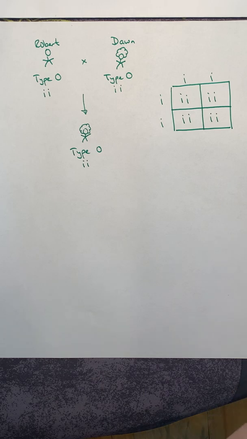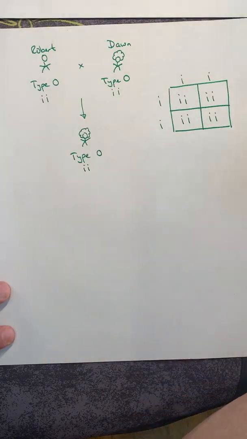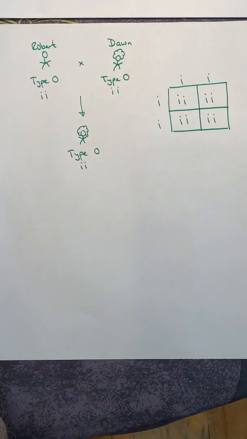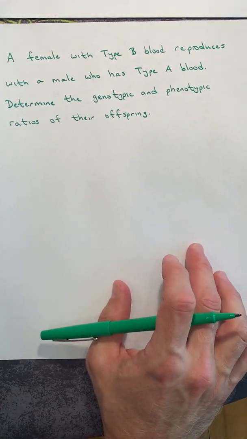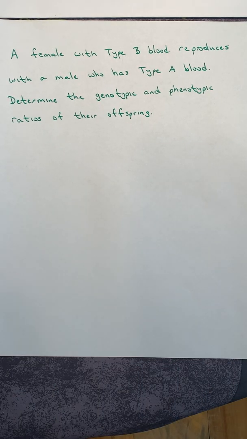Okay, so sometimes there's a lot of variation, like here, and sometimes there's absolutely none. So if you have an O and an O, the child has to be O. Okay? So let's see what a paragraph, more of a word problem, like your genetics problem set, is going to look like. So it says, a female with type B blood reproduces with a male who has type A blood. Determine the genotypic and phenotypic ratios of their offspring.